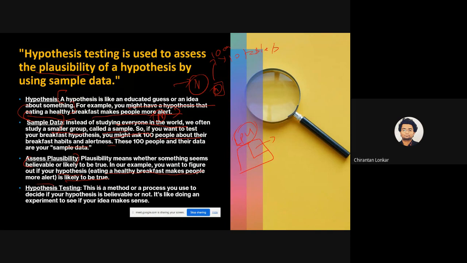Is likely to be true. Okay. Matlab, main jo bhi kar raha hun, wo sach hai. Okay, or the hypothesis that I've come up with is real. So hypothesis testing again is a method to decide if the hypothesis is believable or not. In a nutshell, what is hypothesis testing? It is to decide if your hypothesis is believable or not. It is to make an experiment to see if your idea really makes sense.